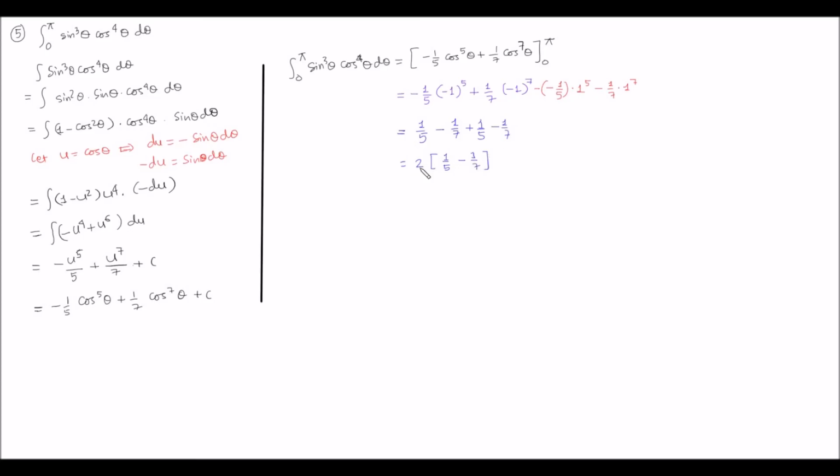I have pulled this 2 out of both of these expressions. So then this finally becomes 2 times (7 minus 5) divided by 35, right? 35 is the LCM of this expression. So this would be 2 times 2 is 4 divided by 35. So that's our definite integral. So that's our answer.